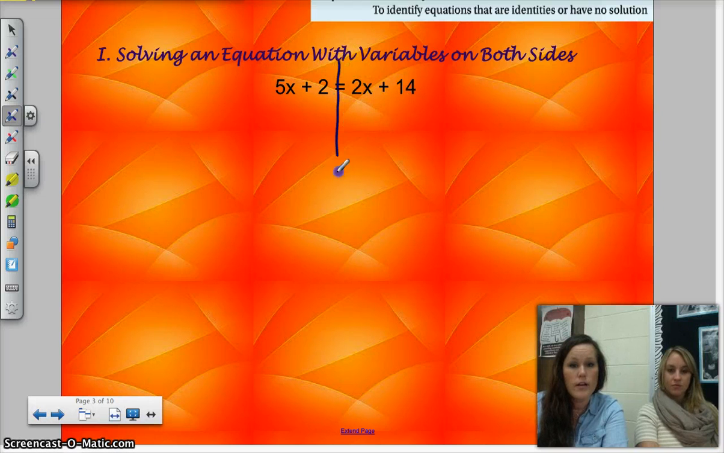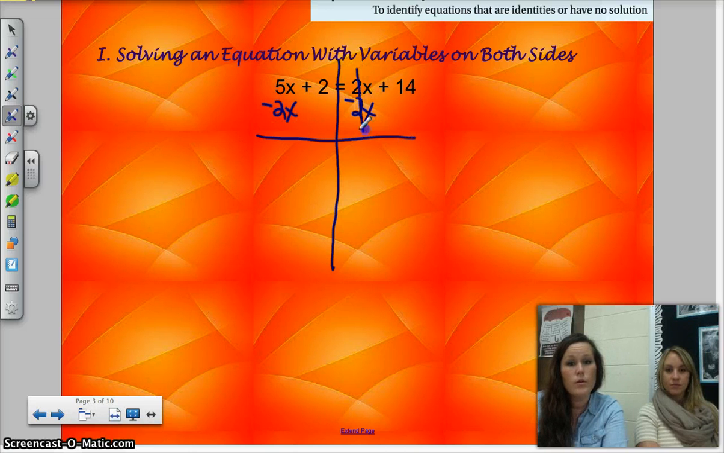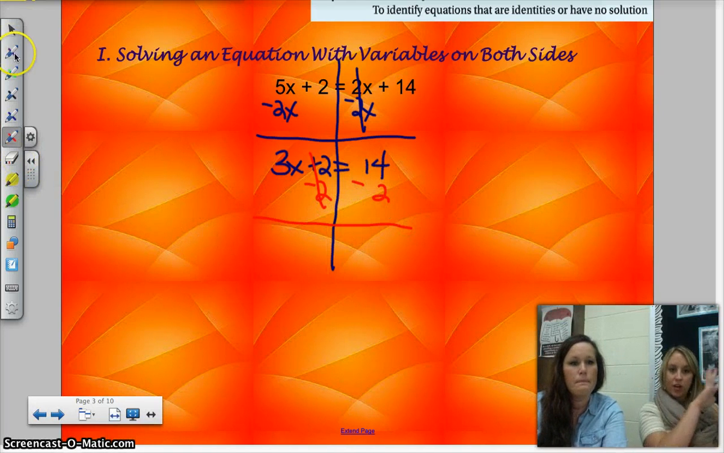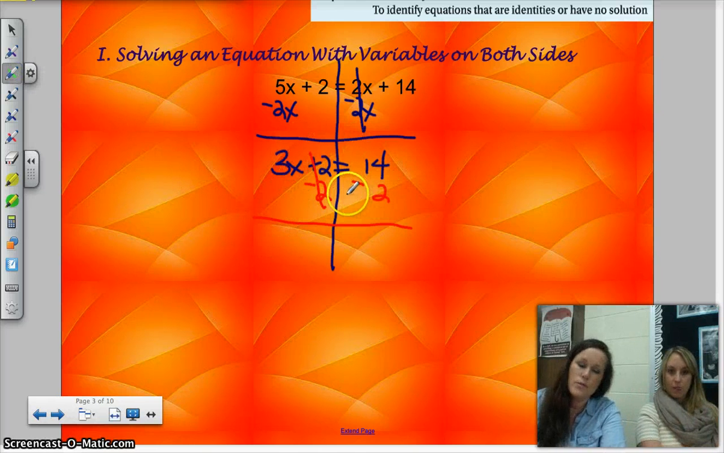Let's draw our line down. Minus 2x and minus 2x. These go away. Bring everything down. So 3x + 2 = 14. Subtract 2. So you're trying to get all your letters on one side, all your constants, all your numbers, on the other. Letters to one side, numbers to the other.